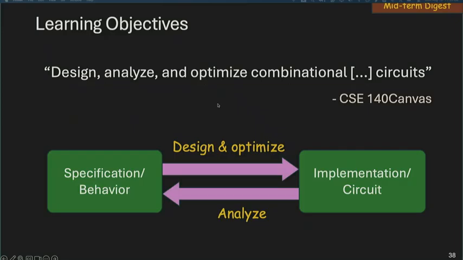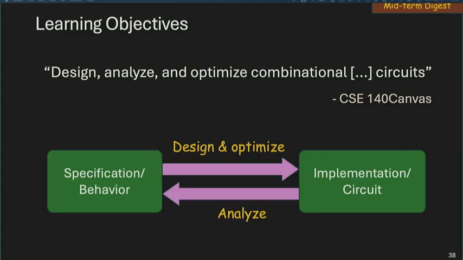So again, these are the learning objectives of this course: design, analyze, and optimize combinational and later sequential circuit. But for now, we're dealing with combinational circuit. So design and optimize represents the flow where you go from some specification. So let's say I'm trying to create a 1-1-0 comparator, or a 4-bit adder. That kind of behavior description goes into a Boolean circuit, a circuit with gates. Gates and inputs and outputs together define the combinational behavior.